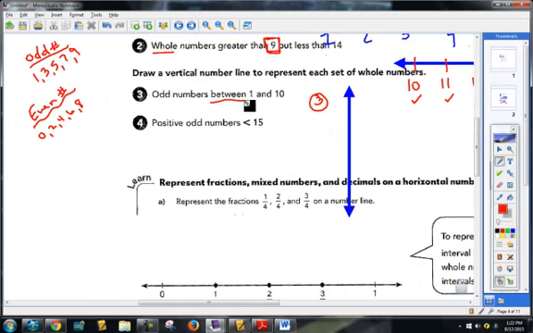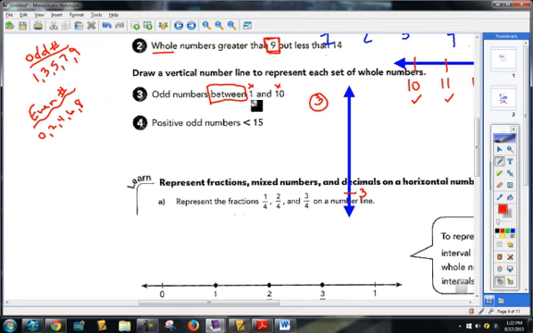Now there's that word again, between. We are not going to include 1 and 10 in this because we just want to know what's in between them. Whatever's in between. So what is the first odd number between 1 and 10, or the smallest one? I hope you're all saying 3, because 2 wouldn't count because 2 is an even number. So 3 would be the first number.